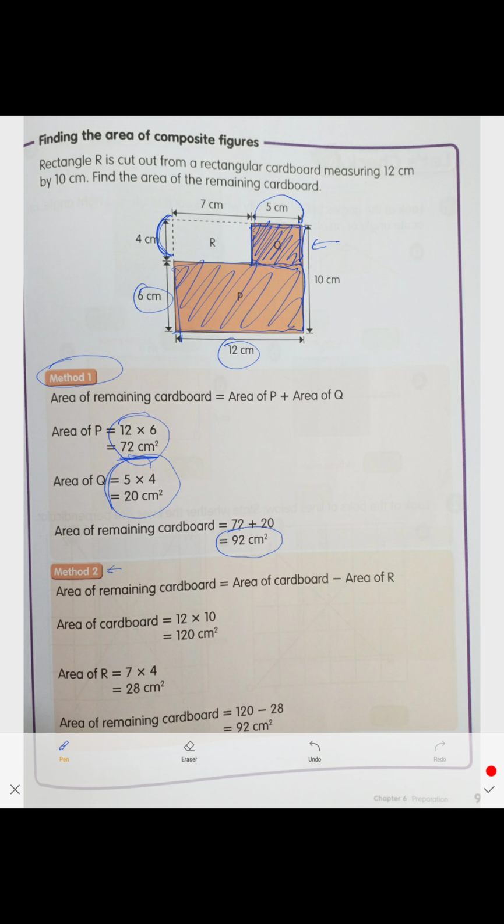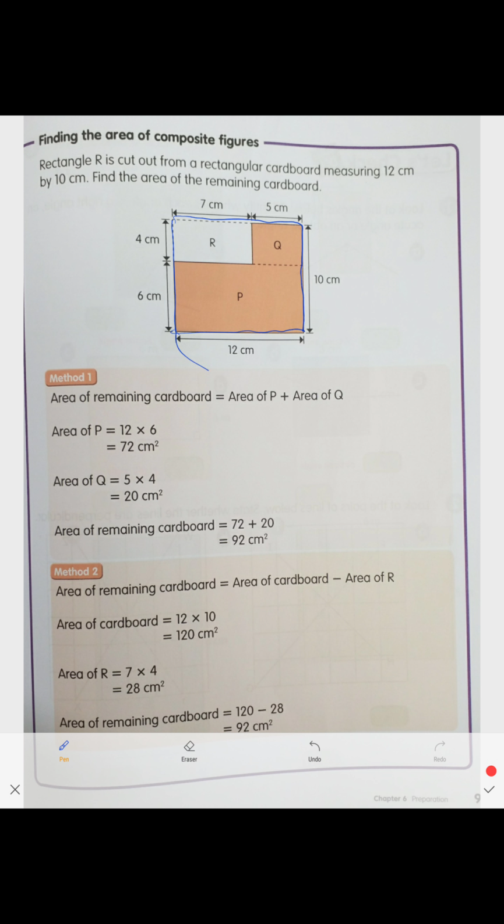Now the other method is to do the thing that they proposed to us initially. I'm going to erase this and clean it up so you can see that this figure is basically a rectangle, and it has sides of 12 and 10. So we can find this area, 12 by 10. So the whole area of cardboard is 120 centimeters.